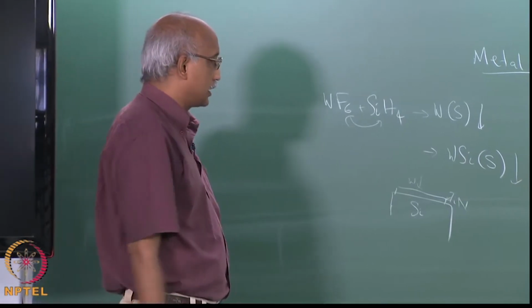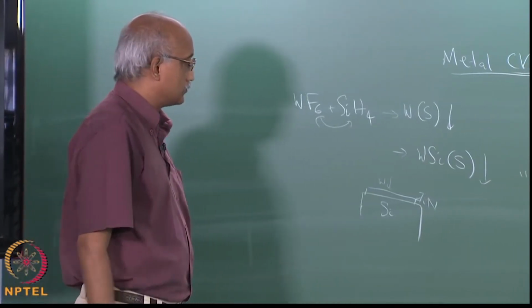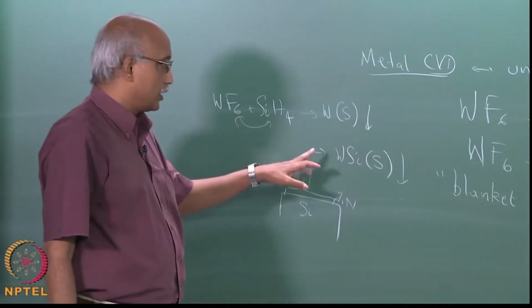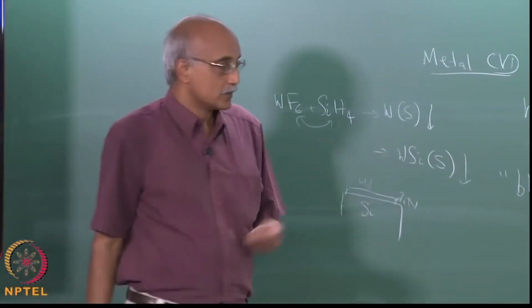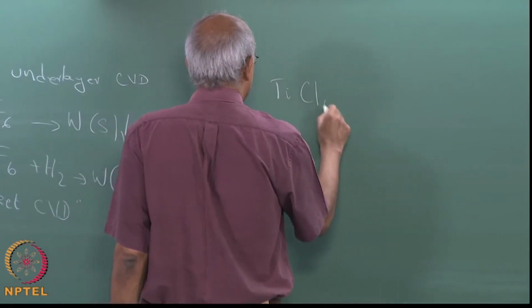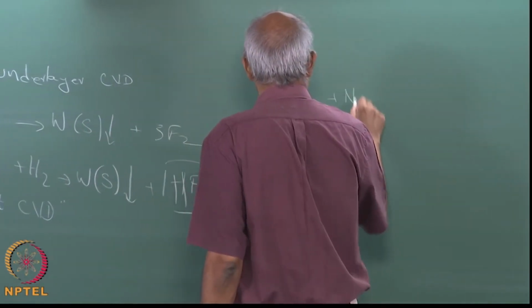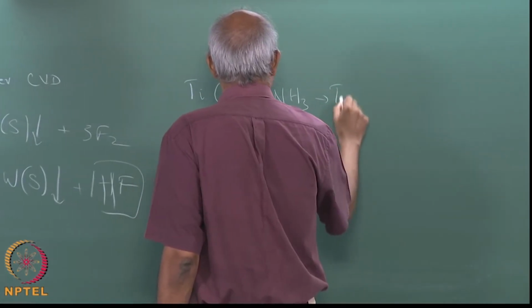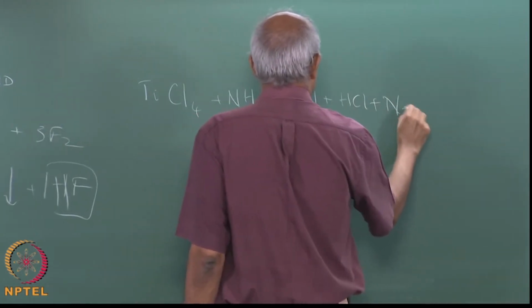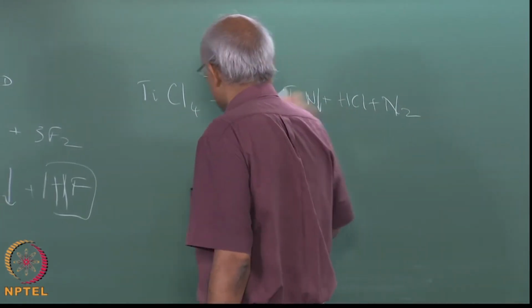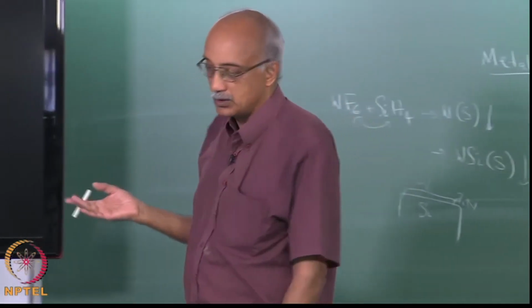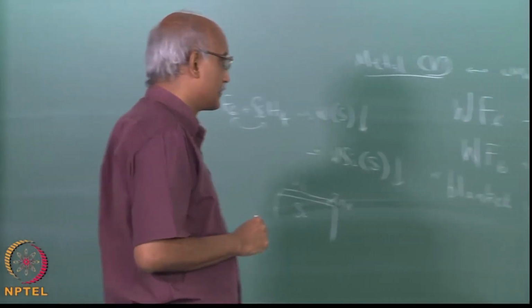And for that, actually many times the chloride precursor is preferred. So, for example, if you want to put down a titanium nitride underlayer using CVD, you would set up a process like TiCl4 plus NH3 going to titanium nitride plus HCl plus N2. So, this would be the first step in your process to put down the underlayer, and then you follow that up with your metal deposition process.